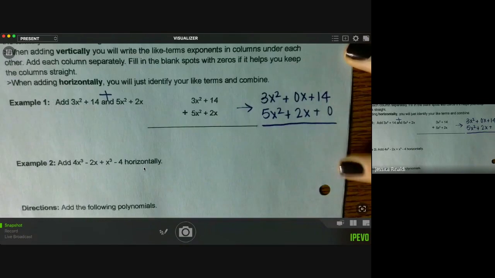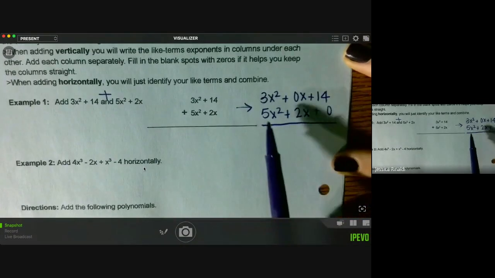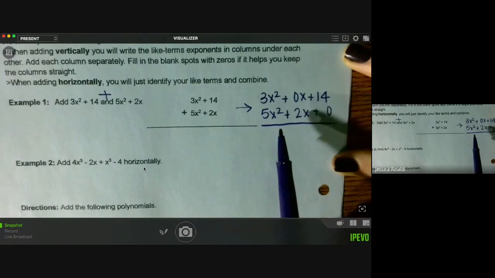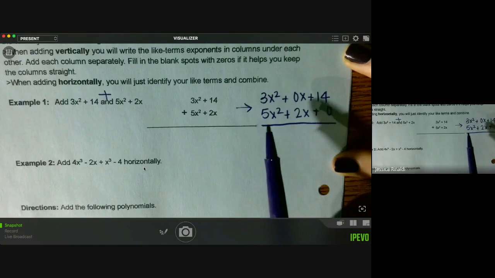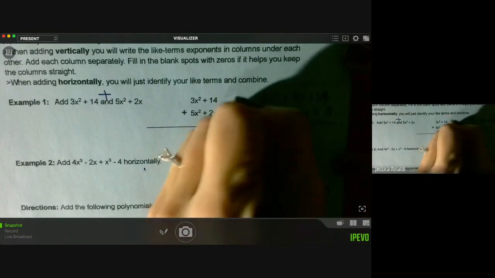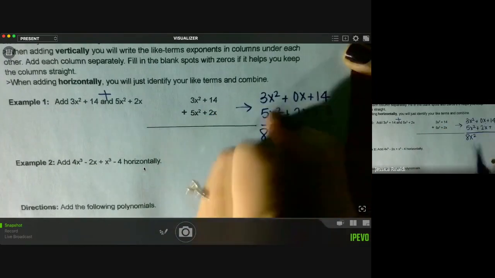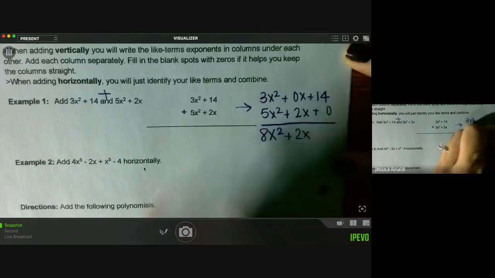When you add these, you're just going to combine them up and down like you would normally with addition. So if I have 3x squared plus 5x squared, how many x squareds do I have? Anyone can call it out. 7x. What's 3 plus 5? 8. Good, Sarah. 8x squared. If I have 2x's plus 0x's, how many do I have? 2. Good. And 14 plus 0?